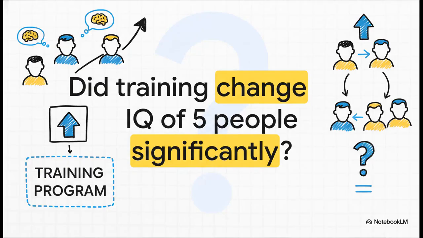On to our third and final t-test case. Now, this one's a little different. We've got 5 people, and we measure their IQ before some training, and then again after the training. The question is, did that training actually make a difference? We call this a paired test, because we're comparing each person to themselves.